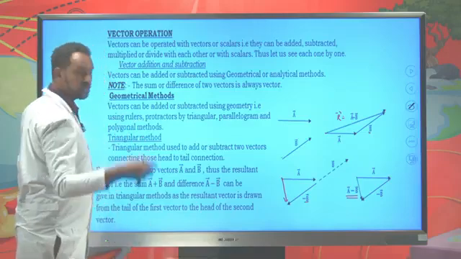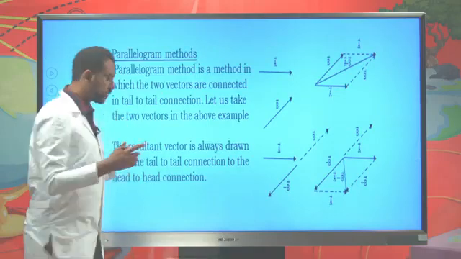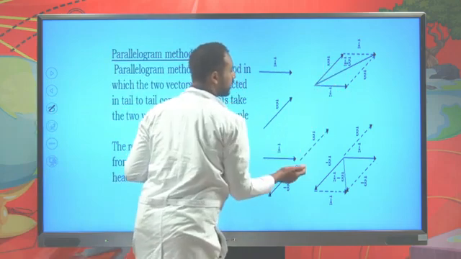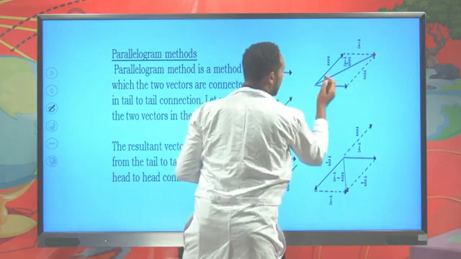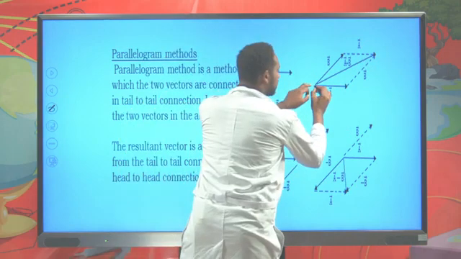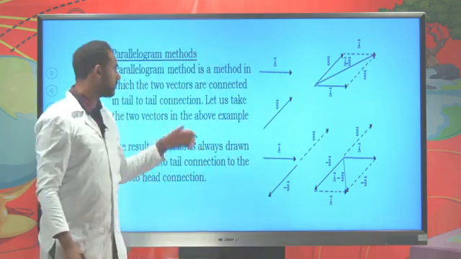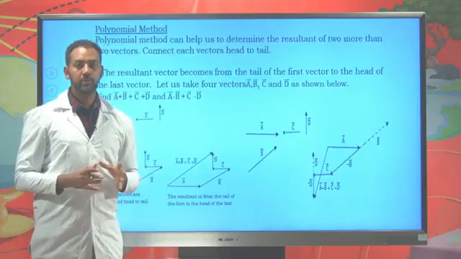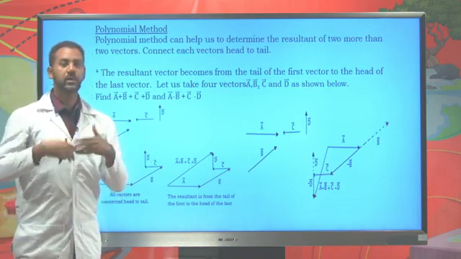The other technique is the parallelogram method. In the parallelogram method, you connect the two vectors tail to tail. Here, you have the tail of the first connected to the tail of the second. Then it's possible to make a parallelogram. Parallelly, you can drop this, and parallelly, you can drop this, and this figure is a parallelogram. And the resultant is from the tail-to-tail connection to the head-to-head connection. The same thing appears as in the triangular method. So this technique is known as the parallelogram method. And the other is the polygonal method. The polygonal method is very helpful to add or subtract more than 2 vectors.